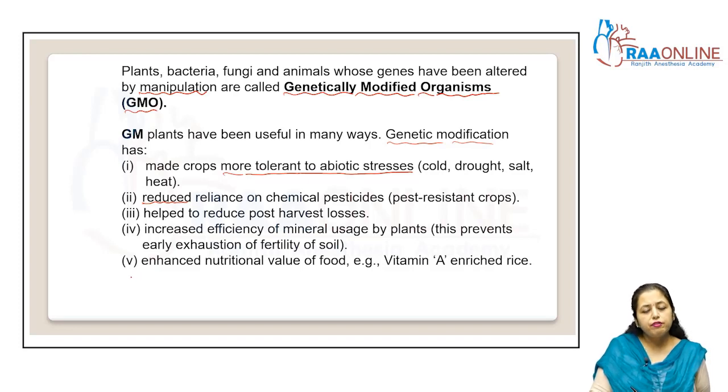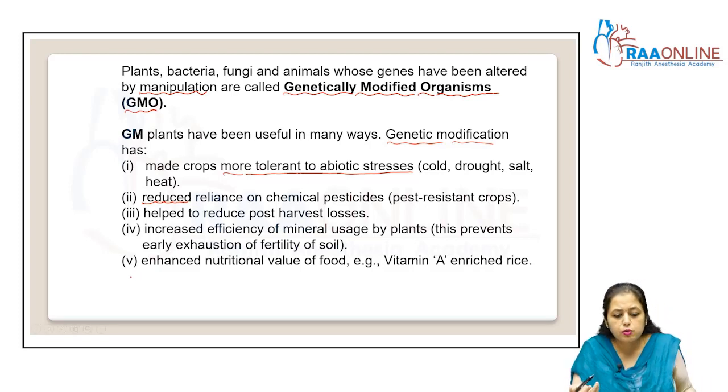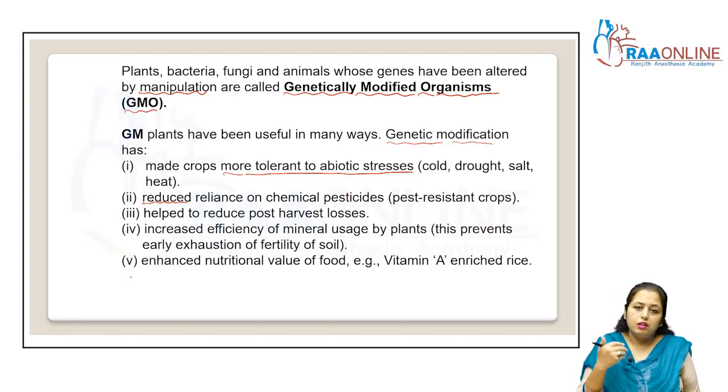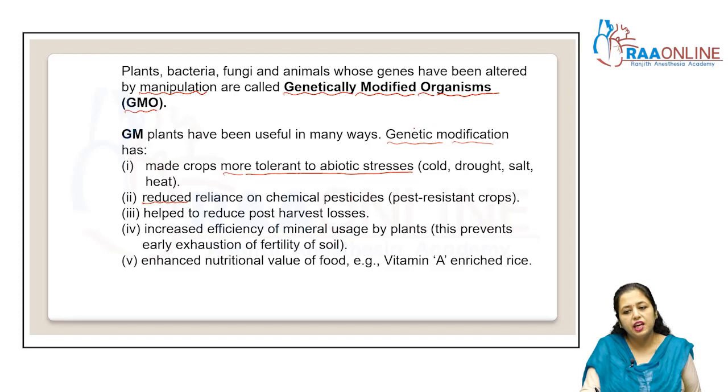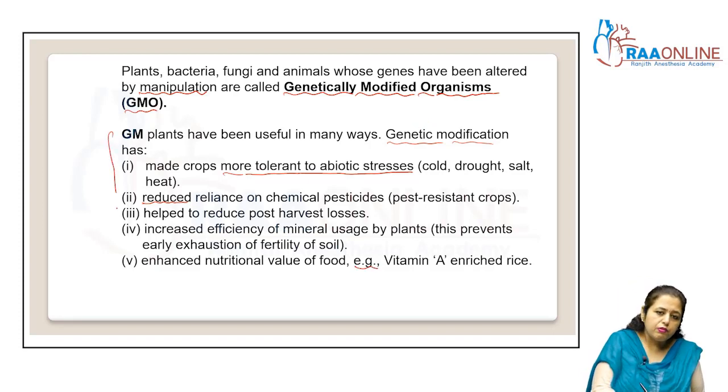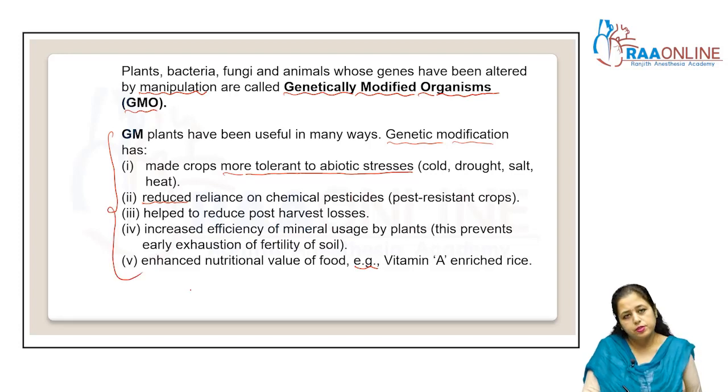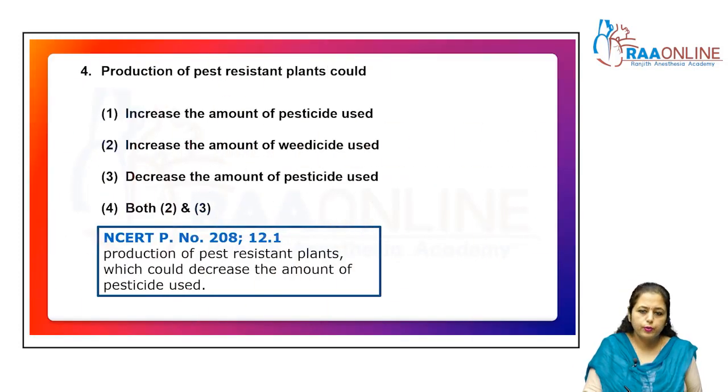Because it is genetically modified, the traits necessary and beneficial for the human race can be introduced, right? That is vitamin A enriched rice. So in that manner, these genetically modified crops enhance the nutritional value of the food. That is vitamin A enriched rice, for example. So these are the advantages of GM crops. Clear? Come to the next question.